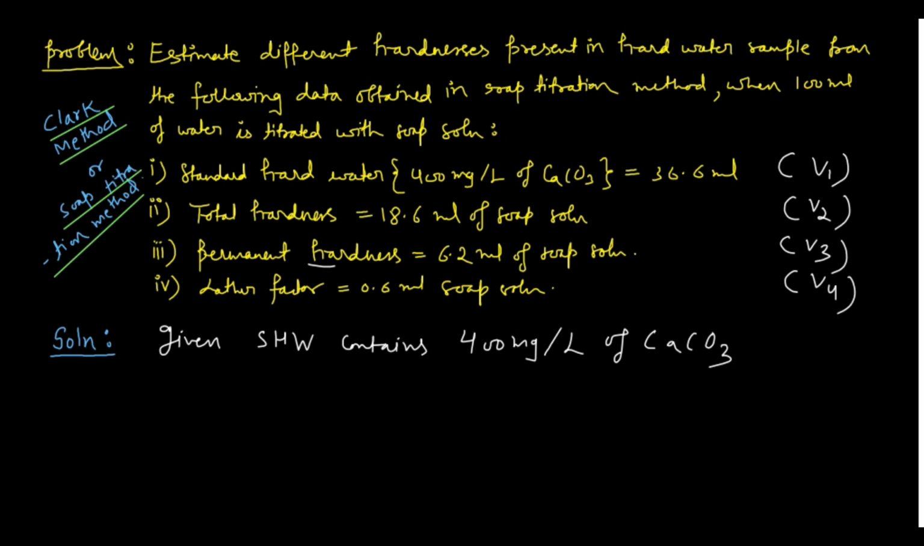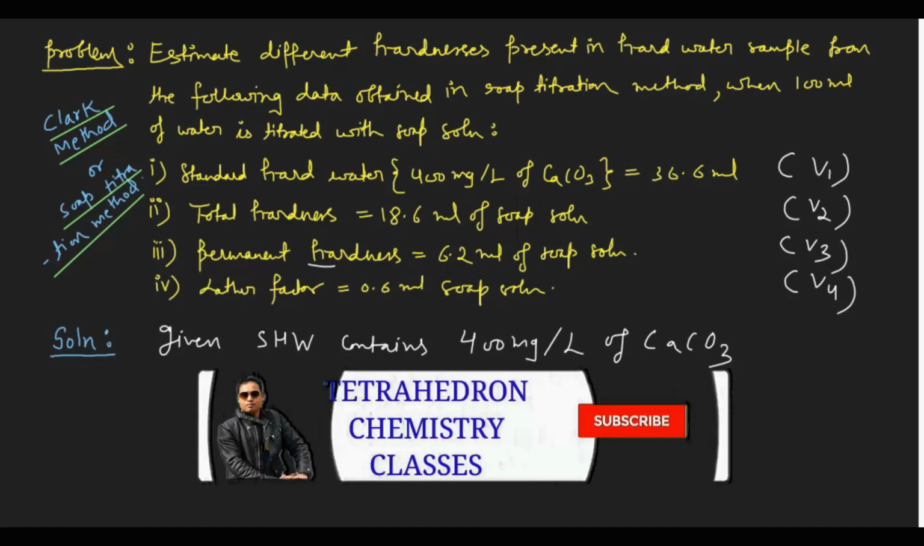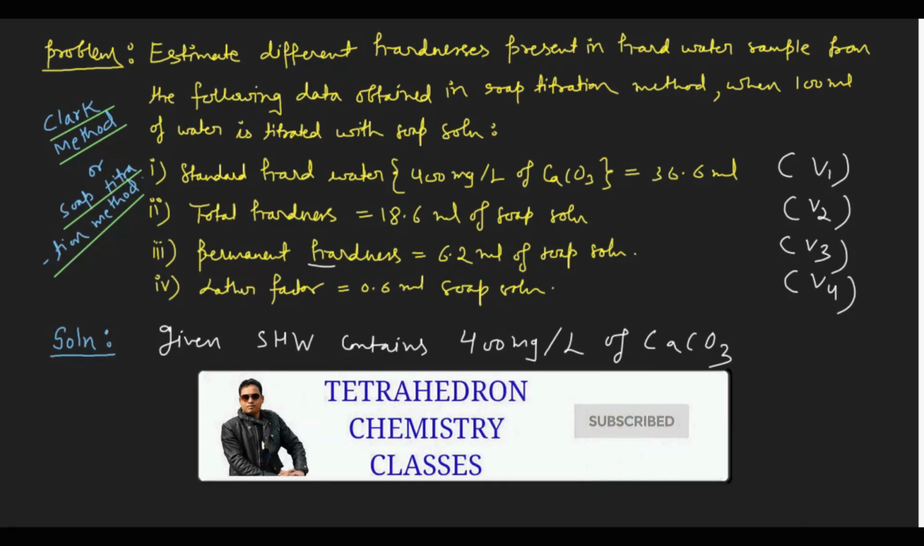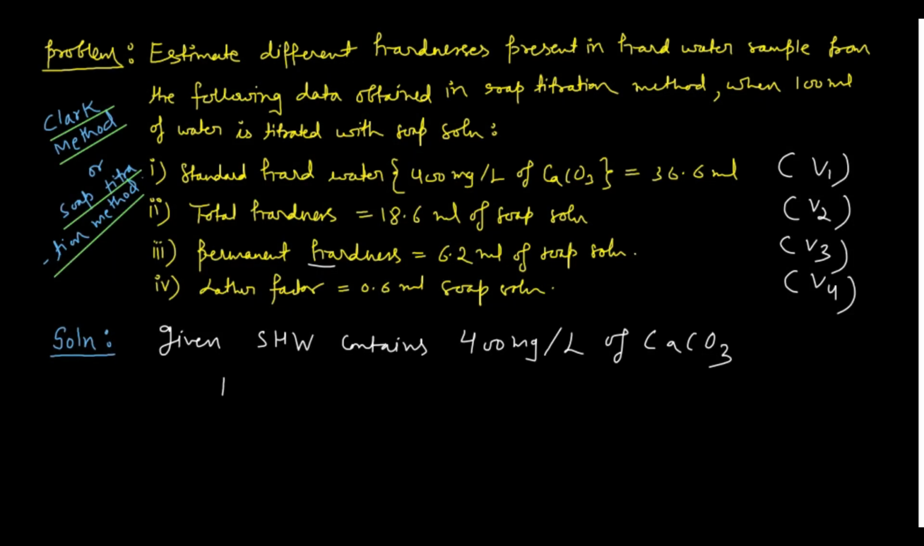So how to solve that? This is given in the question itself, and you can calculate this for the 100 ml, right? So what is given here? 1 liter or 1000 ml, and that standard hard water contains 400 milligram of CaCO3, right? There is no problem in that, right?